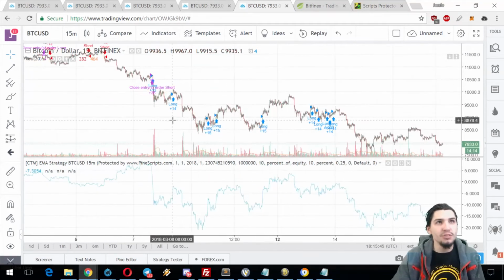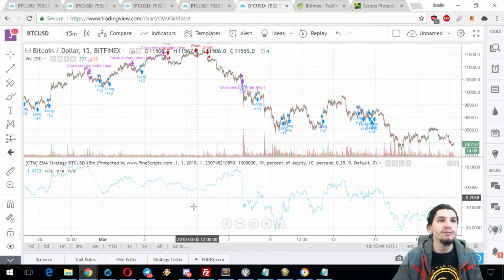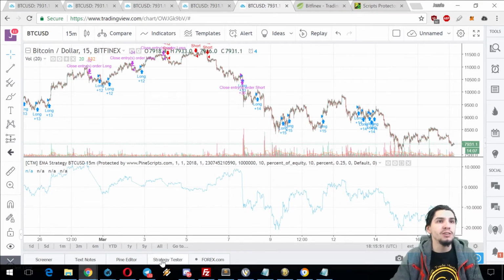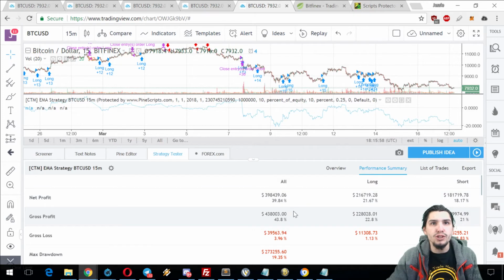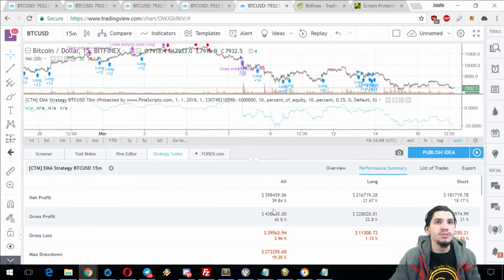Now, this algorithm is not perfect, all right? It's not perfect, but it does have good test results. If you go down here in Strategy Tester, because you have a strategy loaded, it actually shows you the results of what the script is doing. And the other thing you can do is customize it. So we'll load the strategy tester so you can see here.